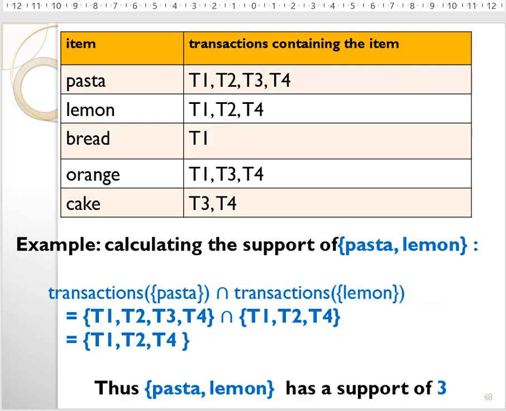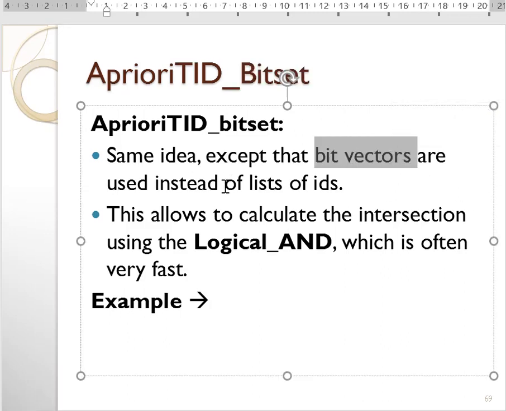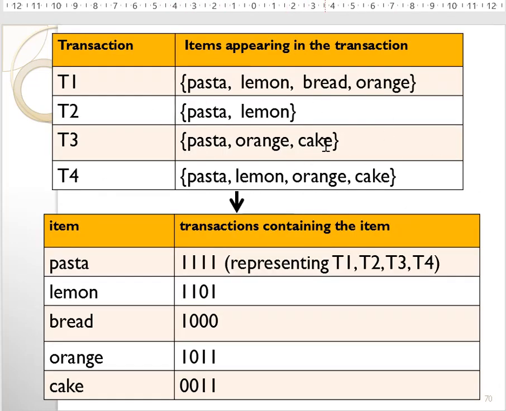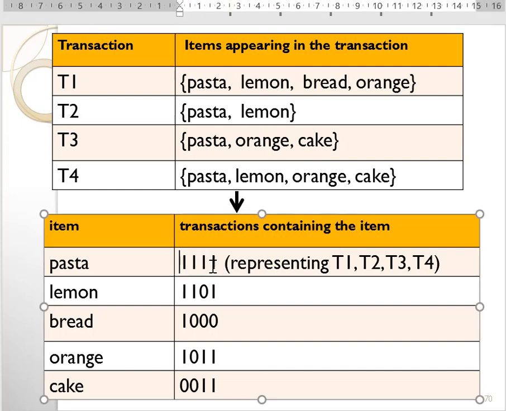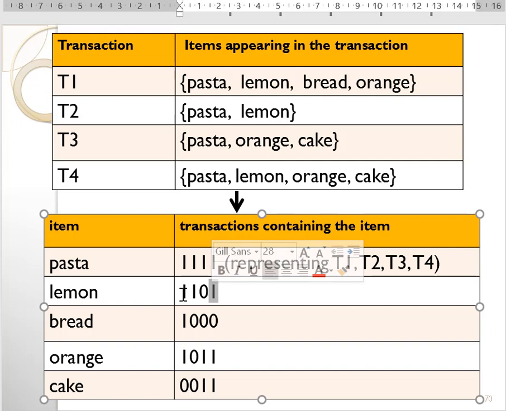There is another version of Apriori we call Apriori TID bitset. It is the same idea except that we use bit vectors instead of lists of IDs. Let me show you this. We take the database and then we use some bit vectors. Here for pasta we have 1, 1, 1, 1. It means that pasta appears in T1, T2, T3, T4. Now if you look at lemon, we have 1, 1, 0, 1. That means lemon appears in T1, T2, does not appear in T3, and appears in T4.